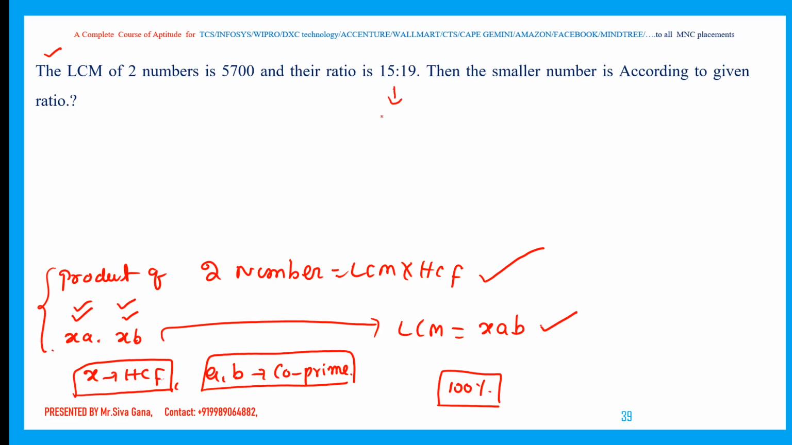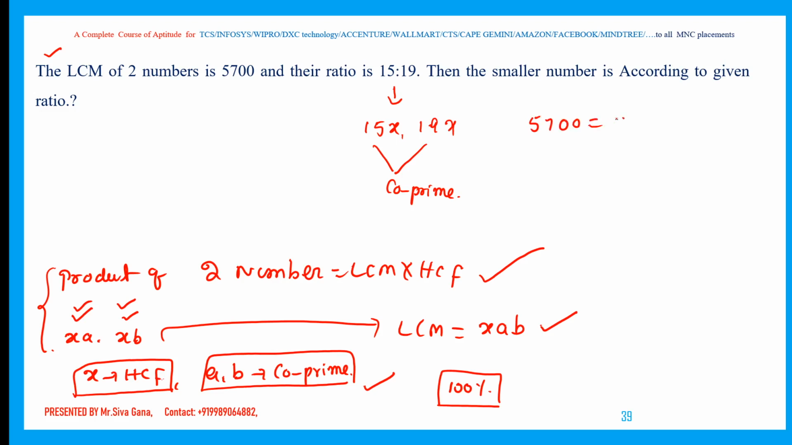Now the two numbers are in the ratio 15 to 19. Let us take the two numbers as 15x and 19x. If you see, 15 and 19 are coprime, nothing can be made common. So 15 and 19 are coprime, and the LCM of the two numbers is 5700, so then this x will be the HCF. Definitely x will be the HCF.